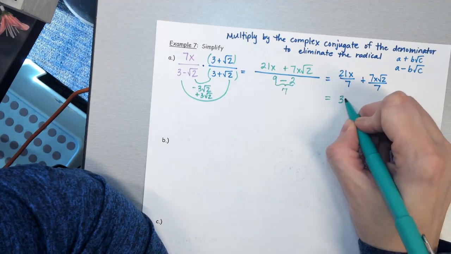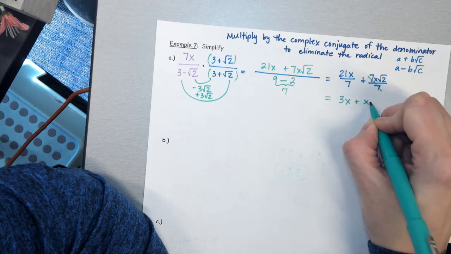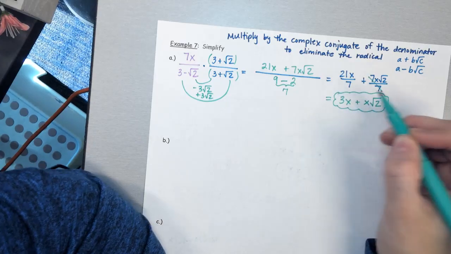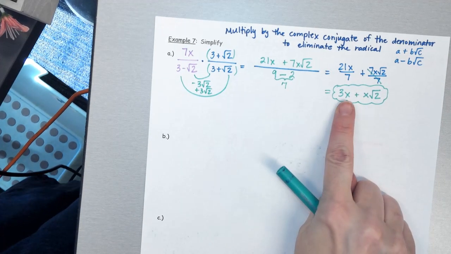21 divided by 7 is going to be 3x. 7 divided by 7 makes 1, so you just have x root 2. And this is going to be your final answer. Okay, cannot combine those terms.